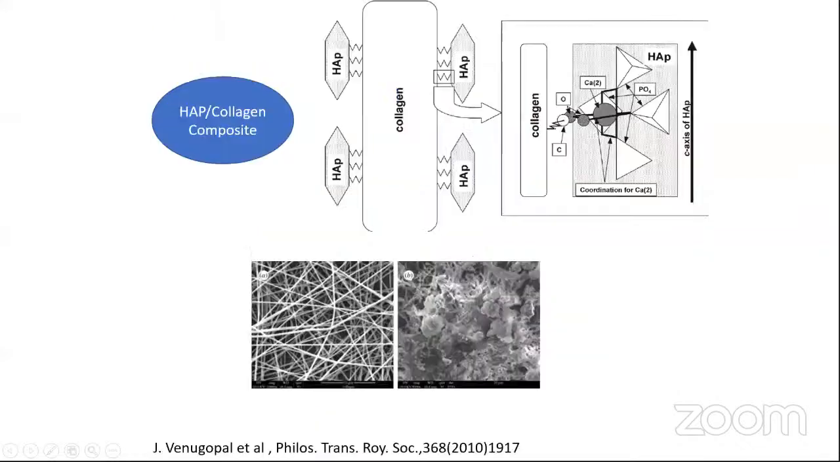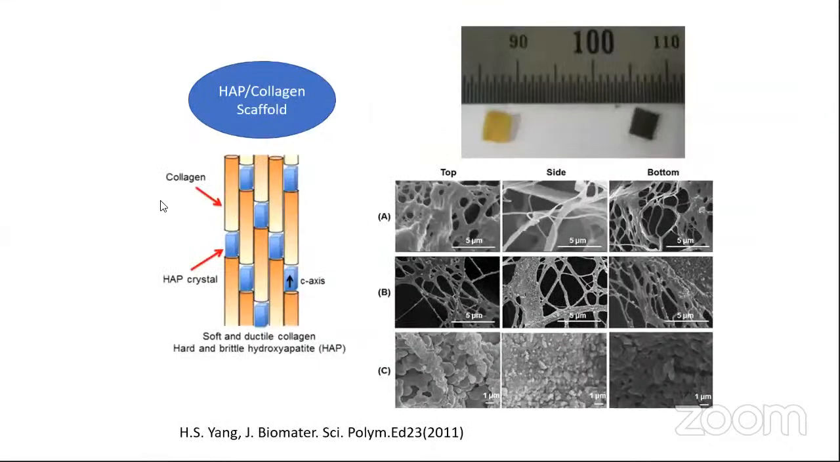Now, hydroxyapatite collagen composite. That is shown here, the hydroxyapatite and collagen. This is the collagen and hydroxyapatite. So this composite is made up of hydroxyapatite and collagen. Then hydroxyapatite collagen scaffold. These are used. So this is the collagen, this is the hydroxyapatite crystal, and the scaffolds are used. Soft and ductile collagen and hard and brittle hydroxyapatite, both properties are used in the scaffold. It's one type of composite.